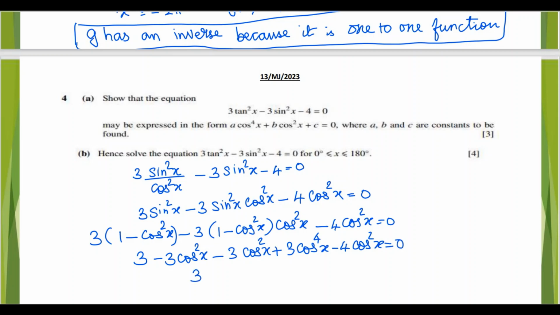So let us rearrange: 3 cos power 4x minus 10 cos square x plus 3 is equal to 0. The value of a is 3, b is negative 10 and c is 3.